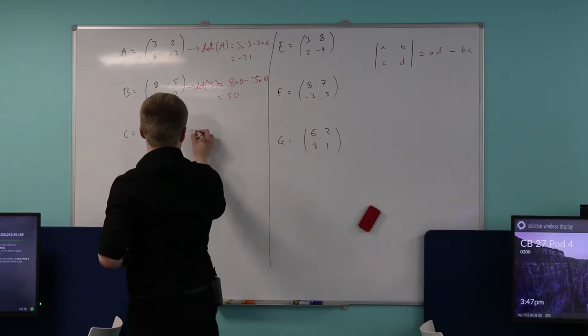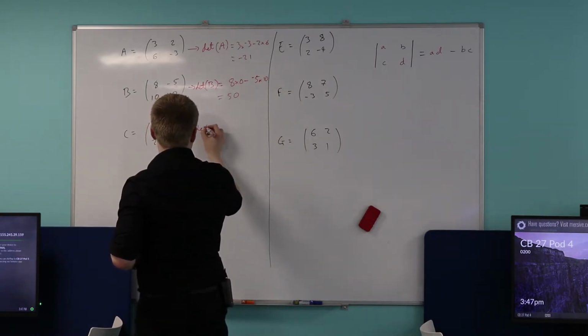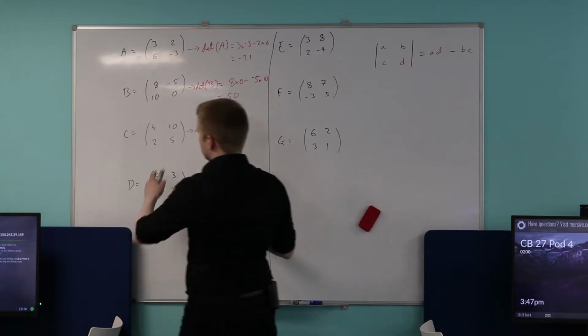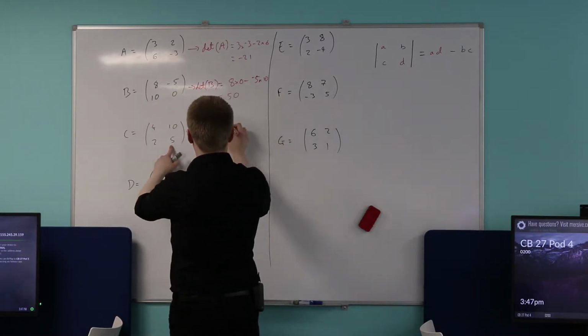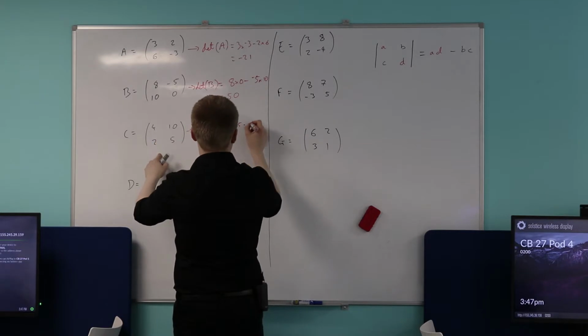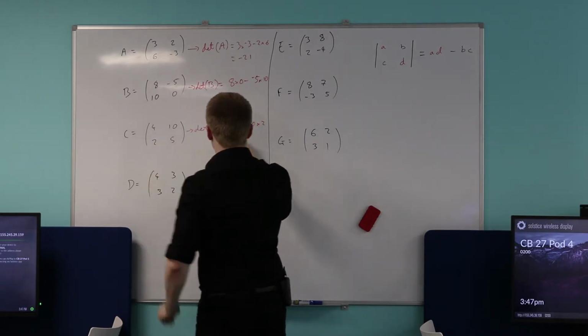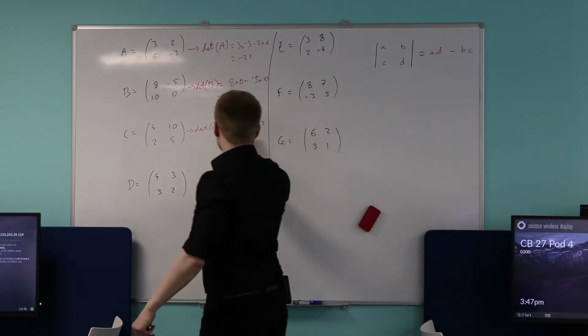Good. What was the determinant of C? How do you calculate that? So you get 4 times 5 minus 10 times 2. So 4 times 5 is 20. Take away 20, comes out 0.